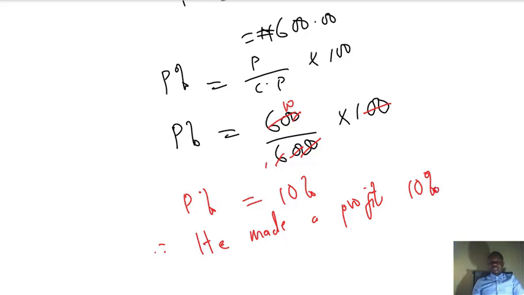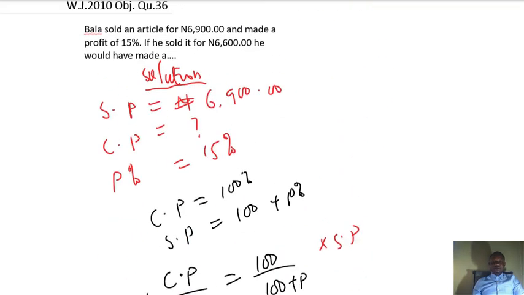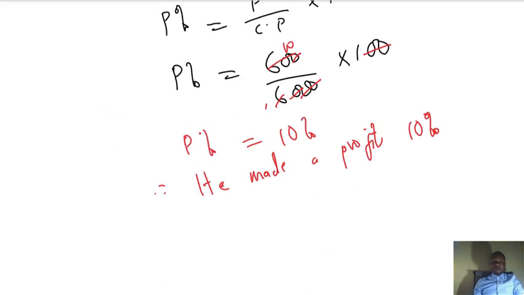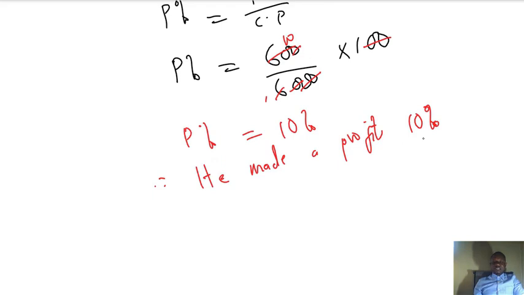So instead of selling the item for 6,900 to make a profit of 15%, when he sold it at 6,600, he's going to make a profit of 10%. He made a profit of 10%.